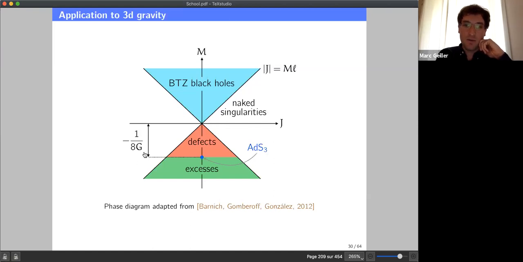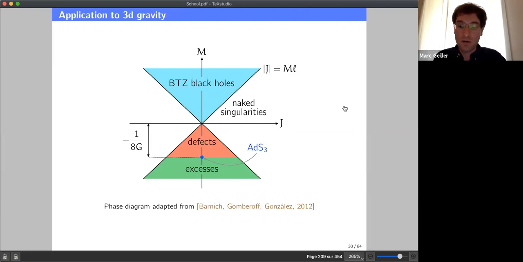So see, when the mass is minus 1 over 8G, you have pure AdS3. Then if the mass is a bit higher, you have what we call conical defects. If it's lower, you have conical excesses. And when the mass is positive, you have these BTZ black holes. And whenever you're outside of a boundary defined by the constraint J equals M times L, you have naked singularities and closed time-like curves.